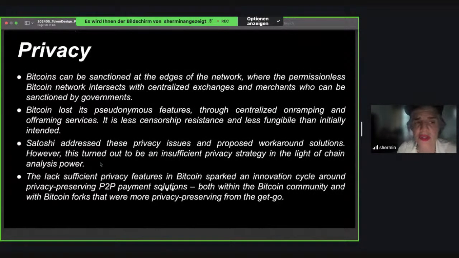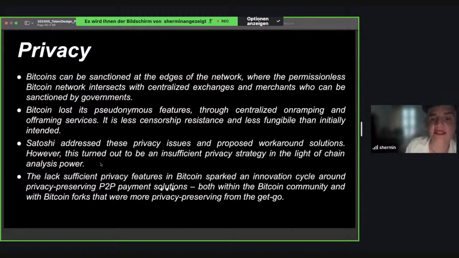Privacy, we've talked about this issue several times as well. Bitcoins are pseudonymous, they are not anonymous. They can be sanctioned at the edges of the network where the permissionless network intersects with centralized exchanges. Unfortunately, Bitcoin lost its pseudonymous features through centralized on-ramping and off-ramping services like exchanges, and is therefore less censorship resistant and less fungible than initially intended. In practice, it's less censorship resistant and less fungible than initially intended.